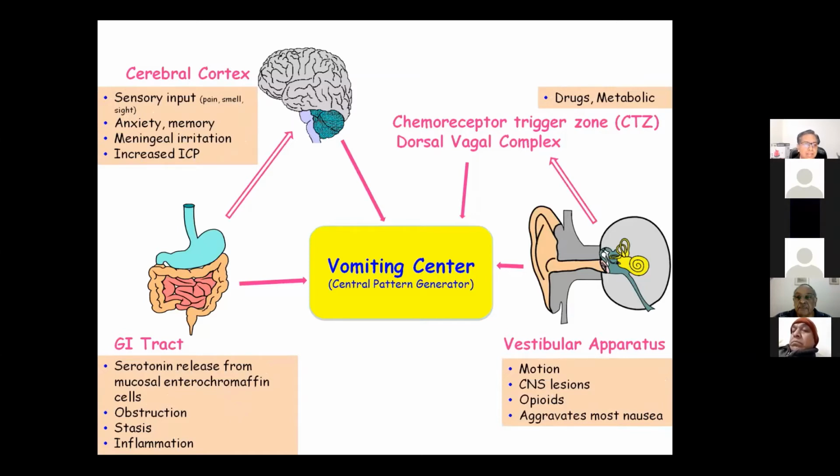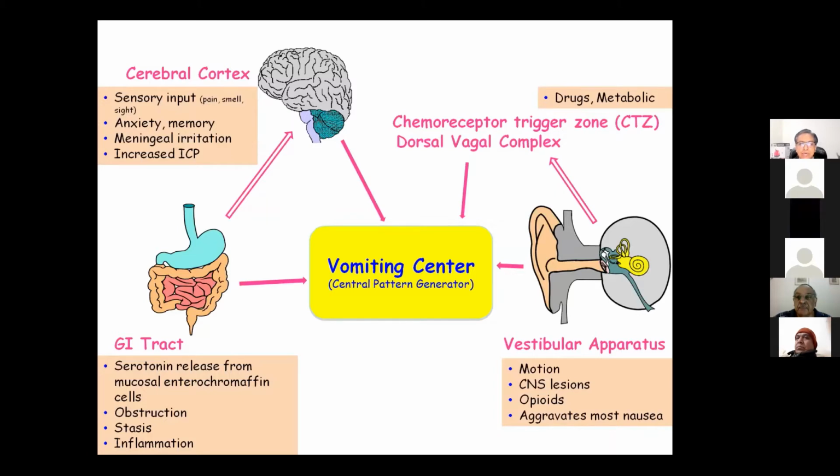And these stimuli that lead to nausea and vomiting, if it is in the cerebral cortex, it could be the sensory input. At times, it could be pain, smell, or sight. It could be anxiety, which is one of the phenomena seen in palliative care patients, where they have anxiety about the disease and the disease progression. It could be because of the brain tumors or metastasis leading to meningeal irritation and increased ICP. The stimulus from the GI tract could be because of the serotonin release from the gastric or the GI mucosa enterochromaffin cells. They can also be because of obstruction or stasis or inflammation in the GI tract.